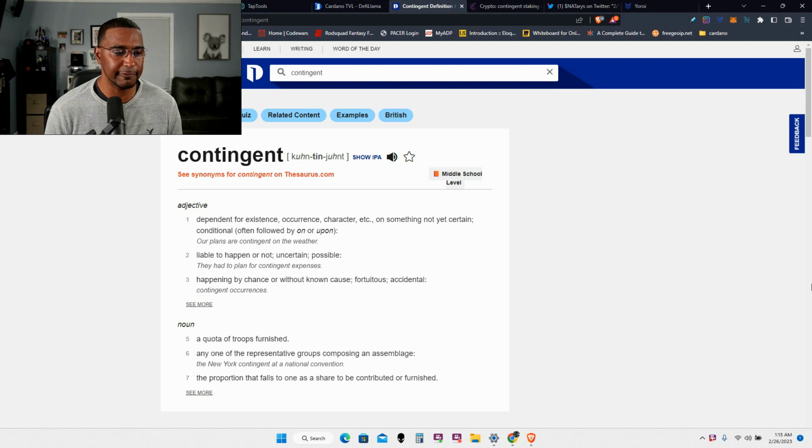Conditional, often followed by "or upon," right? So a contingency is something that means it's going to happen if another thing happens, right? And contingent staking means that if certain blocks aren't made, or a certain amount of blocks need to be made before rewards are released, you can't delegate to the pool until the pool operator approves you. Those are contingencies. Very simple, but true.